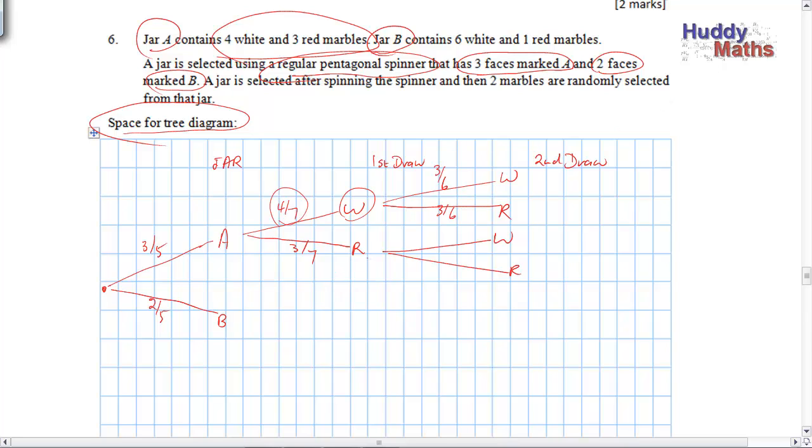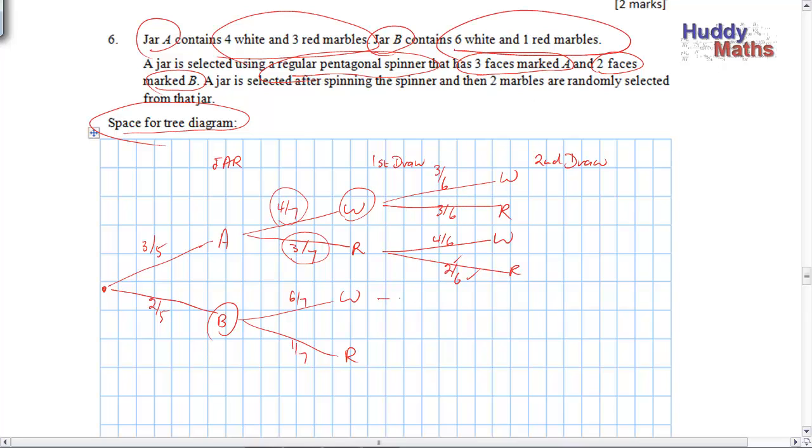And then if we go to a red and then we draw a white, we'll have 4 out of 6 and 2 out of 6, because if we've done a red, it's 3 out of 7. Now we want another red, so it's only 2 out of 6. We don't put that one back. And the same thing here, white and red. So we've drawn jar B, the probability of a white is 6 out of 7 and 1 out of 7, so we're using this bunch here now.